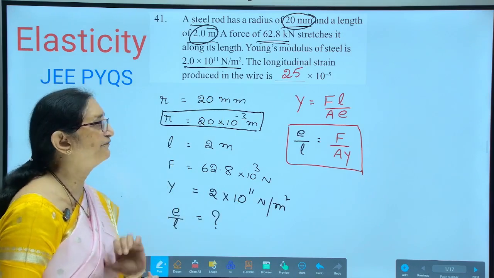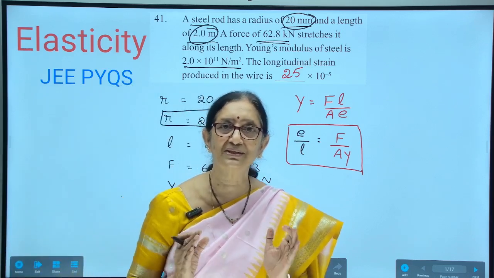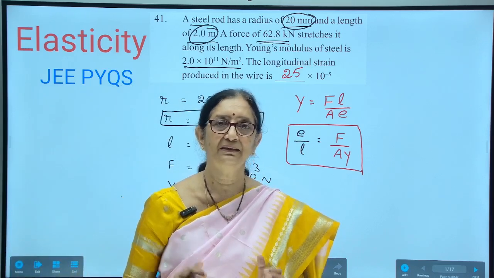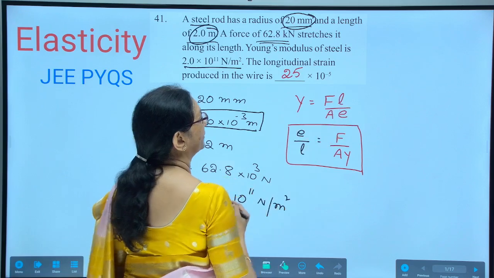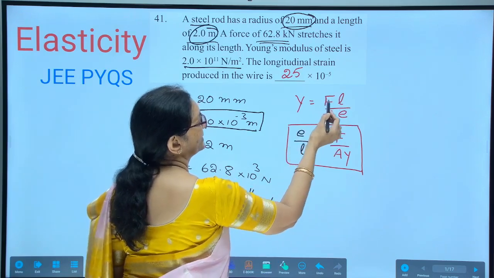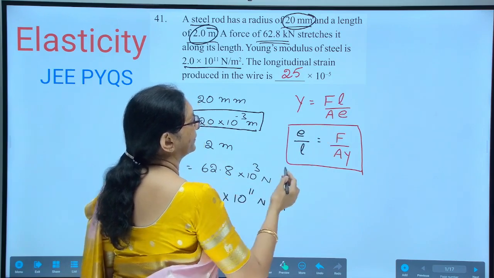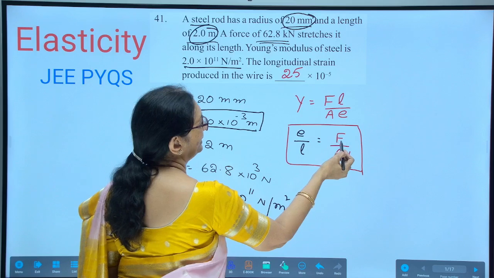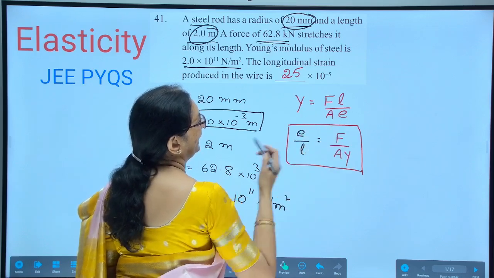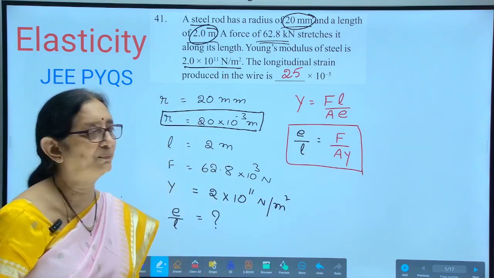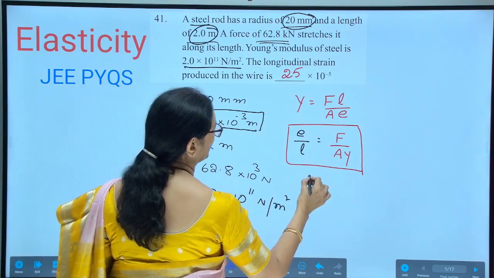So, what is the formula for Young's modulus? Y is equal to stress by strain. The stress is equal to F by A, strain is equal to e by L. So, Y is equal to FL by Ae, from which strain e by L is equal to F by AY. So, let us do the substitution.